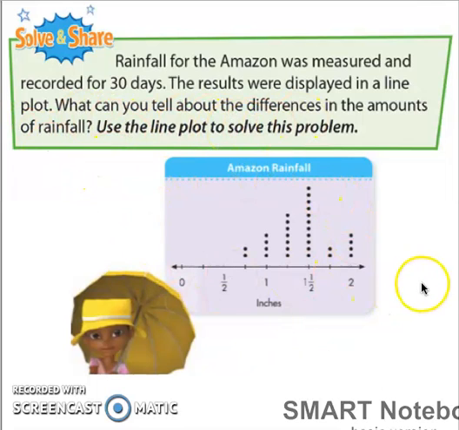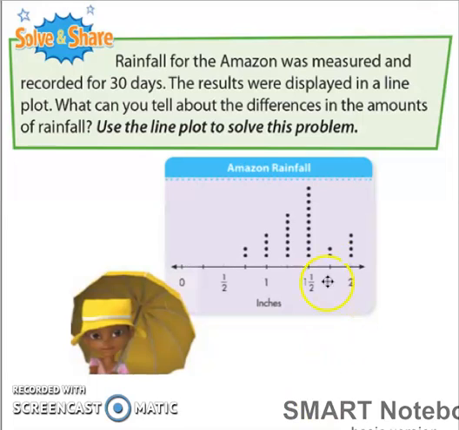Okay, so let's look at this picture. What do we know that's happening in this line plot? Okay, the title tells us that this is Amazon rainfall. The bottom is telling us that this is all measurements in inches. What do all these dots represent? They're the day's amount of rainfall.